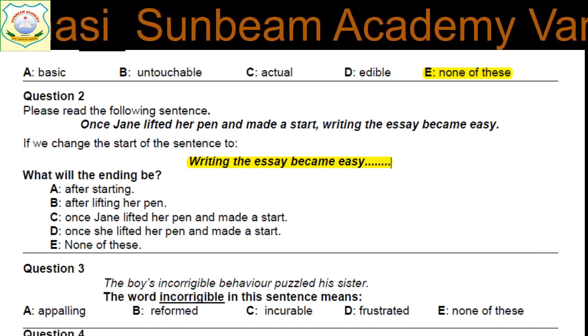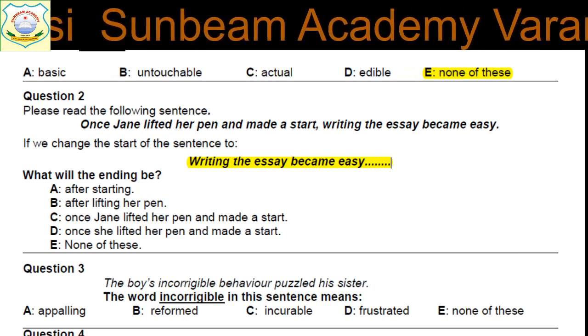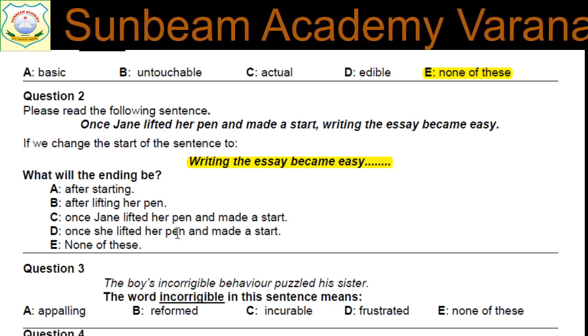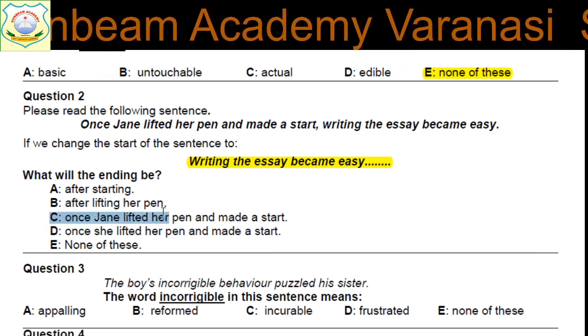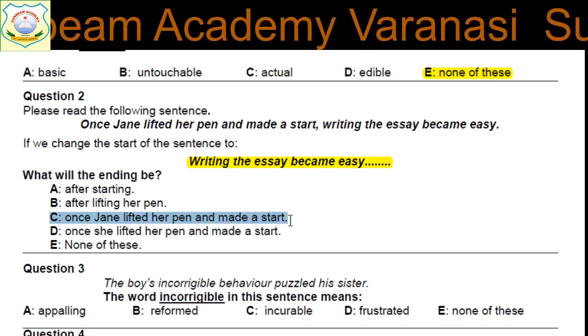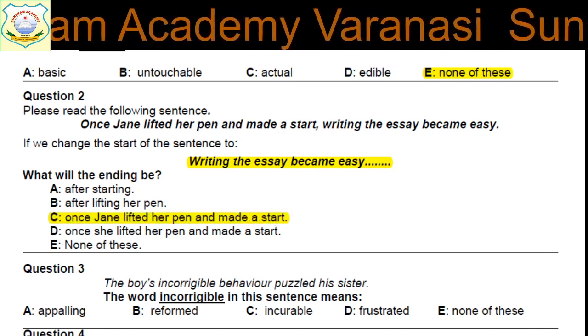Write down, children, in the chat box only options. The correct option is C. Once Jane lifted her pen and made a start. Okay, this is the right option.